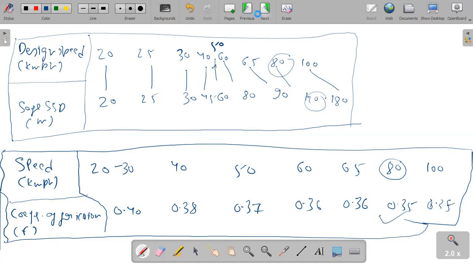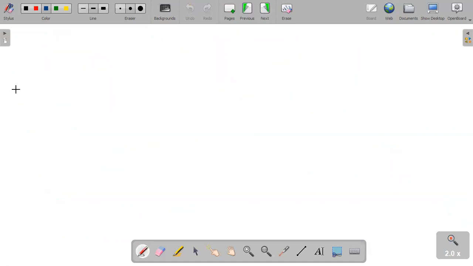Effect of gradients in stopping sight distance.